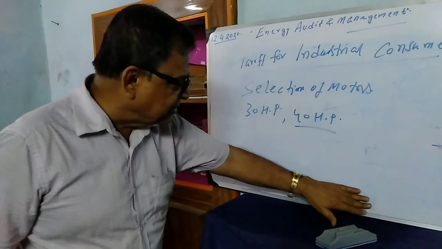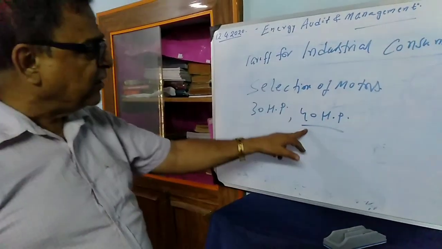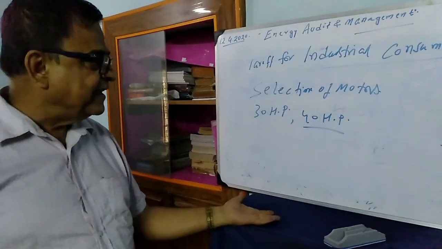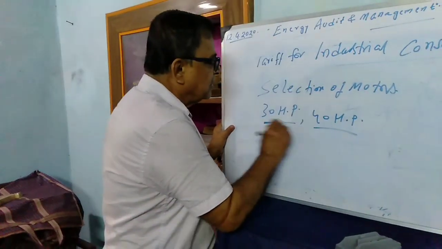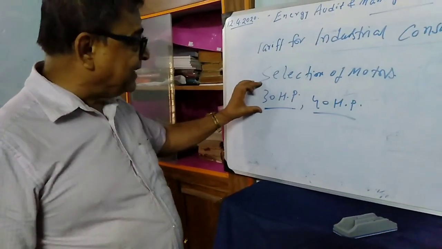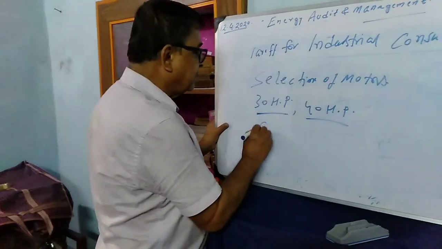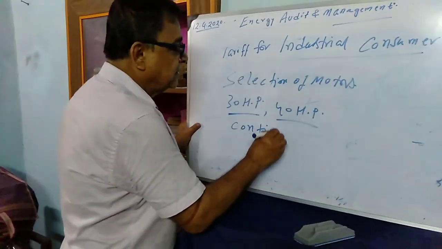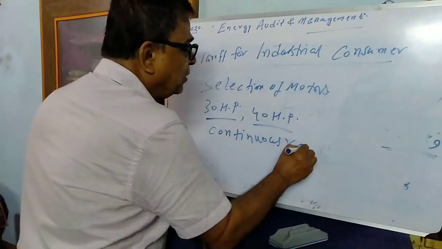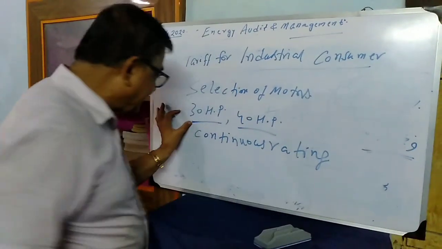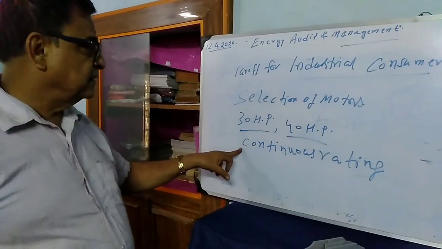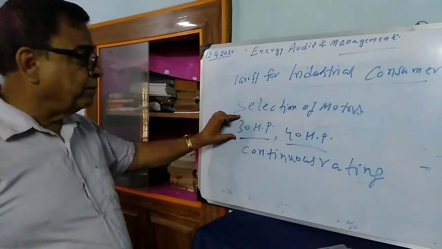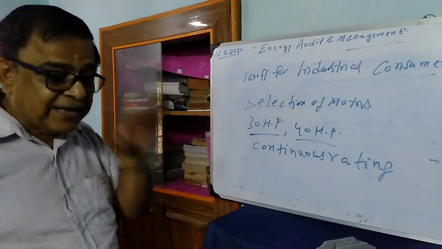But if a 30 HP motor is not available at present, then you can use a 40 HP motor, but after 2 or 3 days we have to provide the actual 30 HP motor. This 30 HP motor is a continuous rating motor. If it is a continuous rating motor, then we can run this machine continuously with it, and in that case the power factor will not decrease.